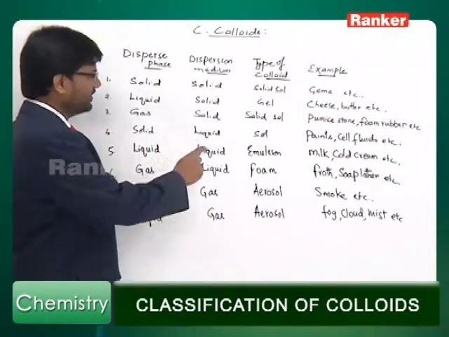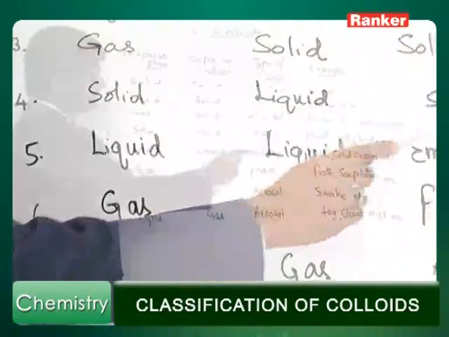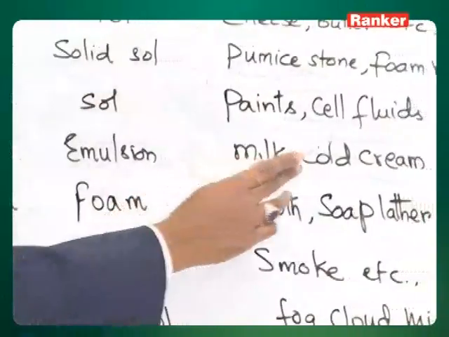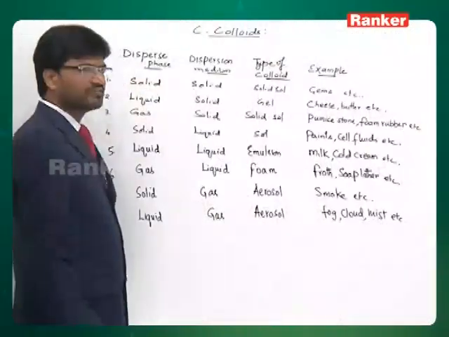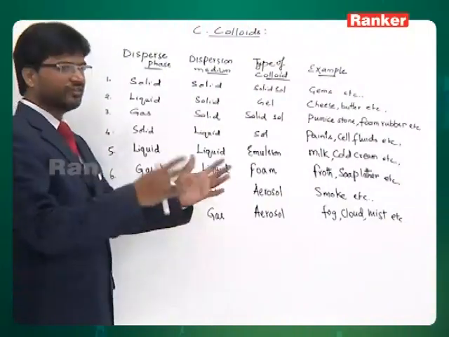Then you have solid in liquid. You have solid particles present in a liquid dispersion medium. Such a colloidal solution is simply called sol. Examples are paints, cell fluids. Cell fluids contain macromolecules like protein molecules, DNA molecules in a liquid dispersion medium.